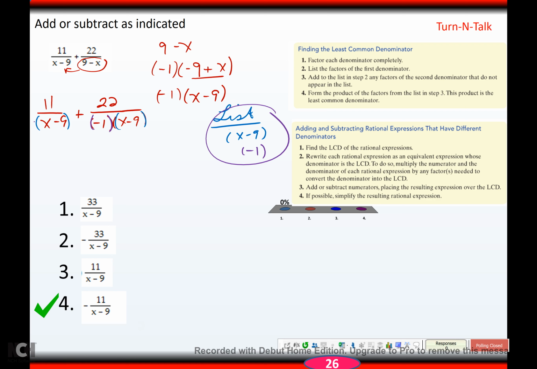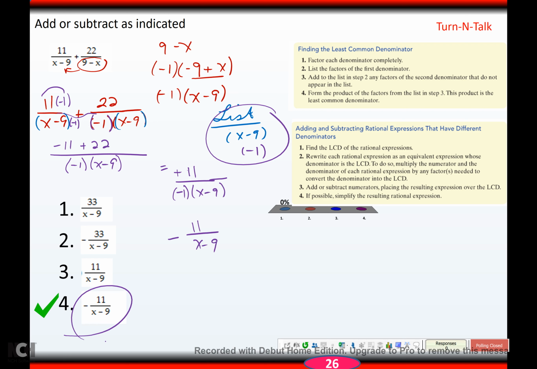This one has the x minus 9, he's missing the -1, so I got to multiply the top and the bottom by -1. Now they look alike, so my denominator is -1 times x minus 9, and on top I have -11 plus 22. Subtract on top, I get positive 11 over -1 times x minus 9. And then all they did, instead of writing the -1 on the bottom, is they said, well, a positive divided by a negative is going to make the whole thing negative. And that's how they ended up with that. Okay?